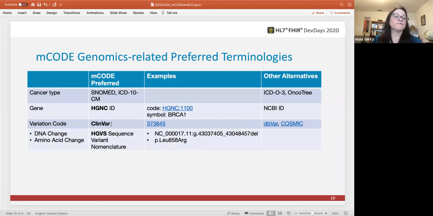Again, our preference within mCODE is ClinVar, but we're definitely not limited to it. You'll see it in the IG that there are others that could be also accepted, which includes COSMIC, and that is very useful as a knowledge base for the somatic mutations of different cancers, and a huge curation of data that drives it. And then finally, what you'll find too is that there is kind of consistency in the nomenclature using HGVS for gene, protein, and chromosomal variants as well.